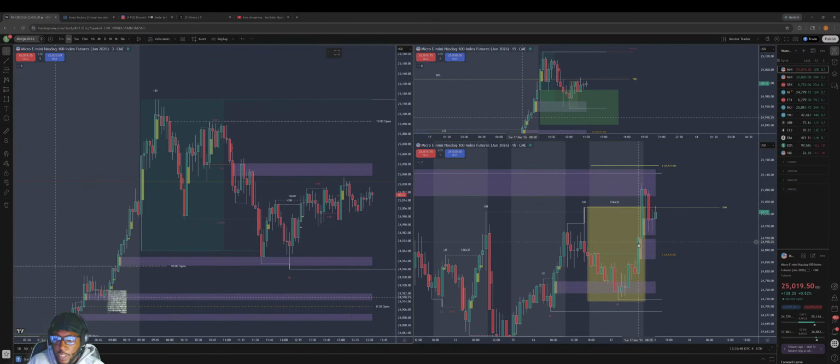So that's what the market did this morning. It pushed up, returned to this gap, and then pushed down, right? And that's what the market does. So again, once we push up, what do we do? We push back down.